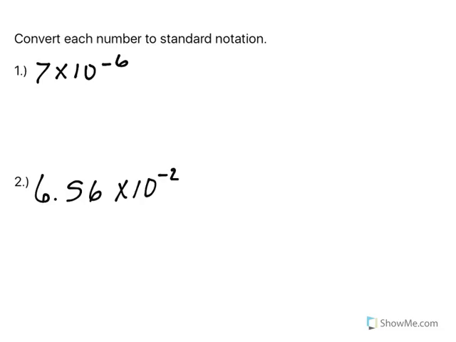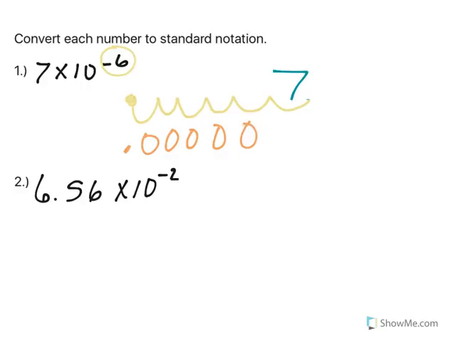All right, now we're going to go to standard notation. Now, the -6 tells us we're going to move our decimal. We're going to make our number get smaller by 6 decimal places. So right now, I have 7 point. I'm going to go 6 places. 1, 2, 3, 4, 5, 6. And here's my new decimal point. So I've got a decimal point, 1, 2, 3, 4, 5 zeros, then my number.